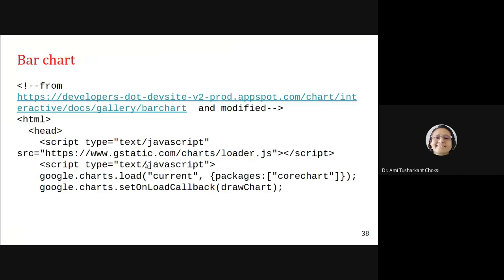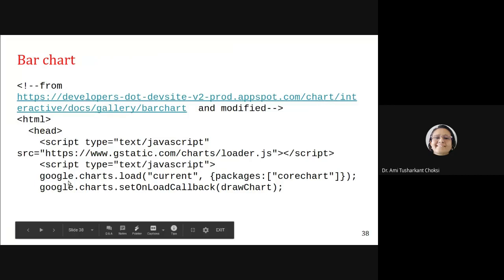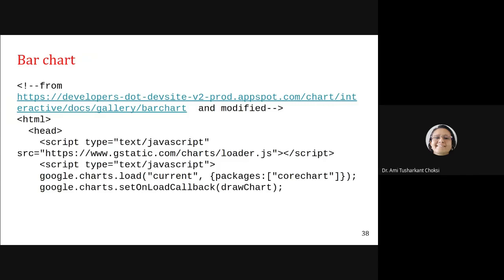Okay. So now what we want is to load the Google chart. So how do we do that? For that we are having script. Script type is equal to text/javascript. Now load the Google chart. How we can do that? For that, google.charts.load, what we say is current, and what packages we want to include, they are the core chart, because we want to have the core charts available, right?